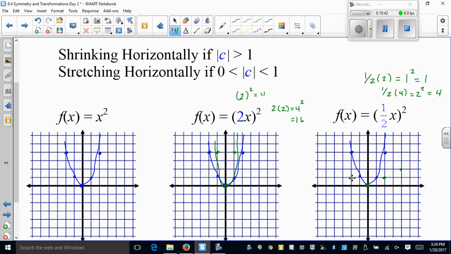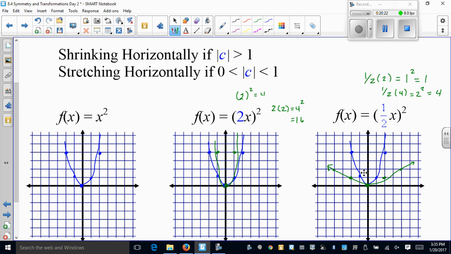Okay, and you can see what looks like a vertical shrink is in reality a horizontal stretch. Let me try that again: a horizontal stretch that looks like a vertical shrink. That is what I was trying to say. But you can see that that's what's going on. Again, very difficult to tell the difference between these, a horizontal shrink and a vertical stretch, or a horizontal stretch and a vertical shrink.